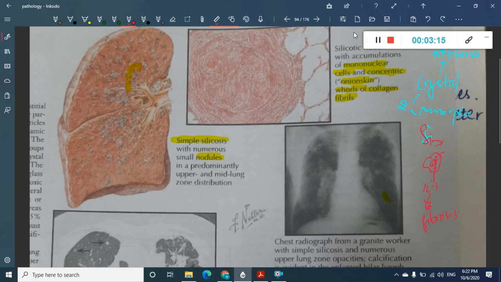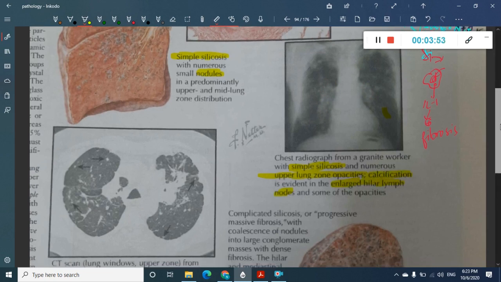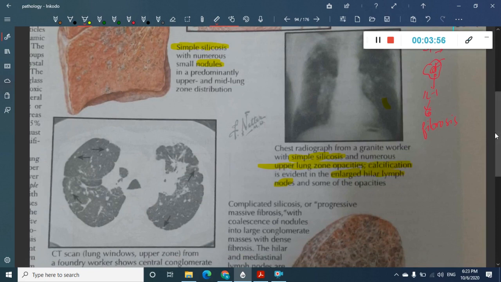This is one picture, and if you see the radiograph here, you see opacities in the upper zone. These are the hilar lymph nodes which are enlarged, with calcification, and the opacities are seen in the upper lobe. These are characteristic of silicosis. This is the characteristic X-ray of simple silicosis, with upper zone opacities and enlarged, calcified hilar lymph nodes. Normally you don't see lymph nodes in an X-ray, but here you are able to visualize them because of calcification.